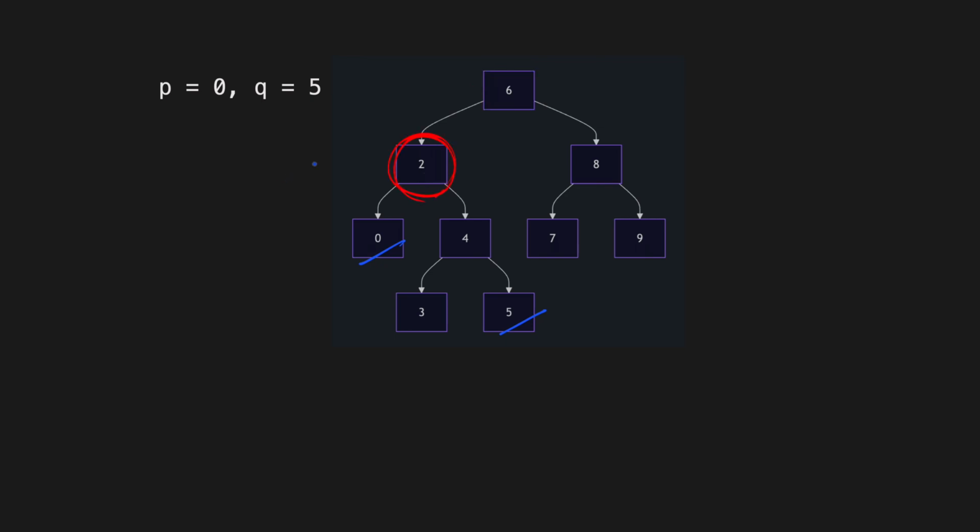Now we come to node 2 and the value of node 2 is between the values 0 and 5, which means node 2 lies between these two nodes 0 and 5. And this is where the split happens. So node 2 should be the lowest common ancestor.